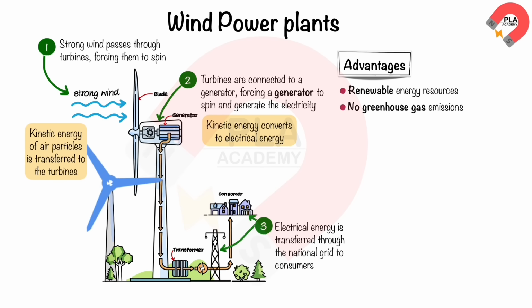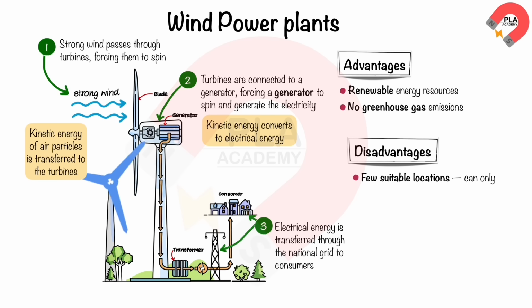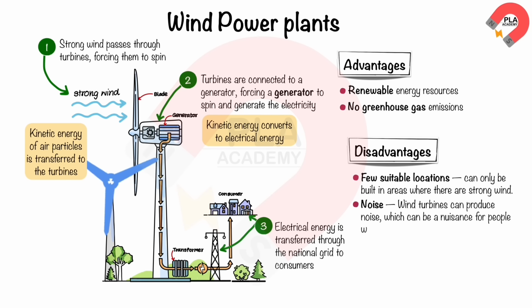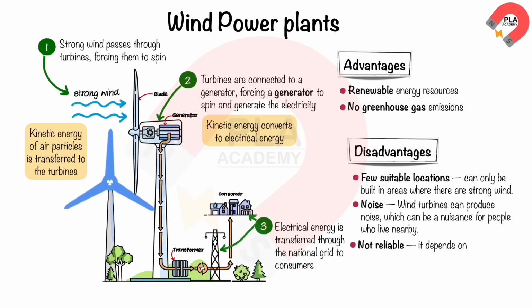Here are some of the disadvantages of wind power plants. Few suitable locations. Wind power plants can only be built in areas where there is strong wind. Noise. Wind turbines can produce noise, which can be a nuisance for people who live nearby. Not reliable. Wind power is not always available; it depends on the weather, since wind speeds must be sufficient. Can have a visual impact.